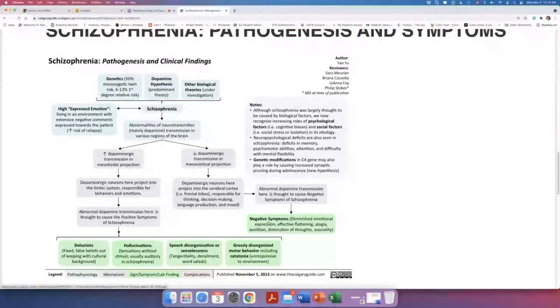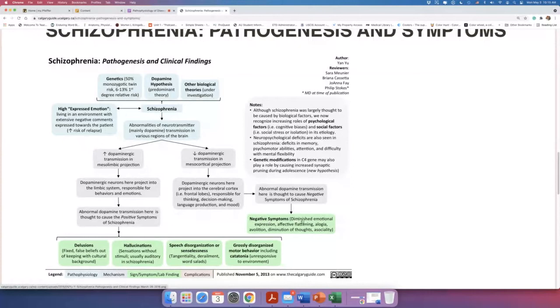A negative symptom is something that we normally have and lose. A positive symptom is gaining something that we didn't have before. Okay, the word positive doesn't mean that it's good. It's simply the gain of something. What are the negative symptoms in schizophrenia?